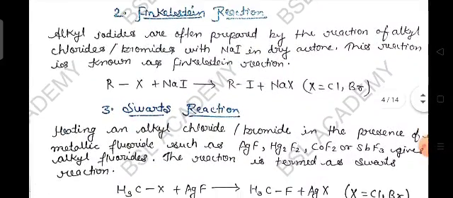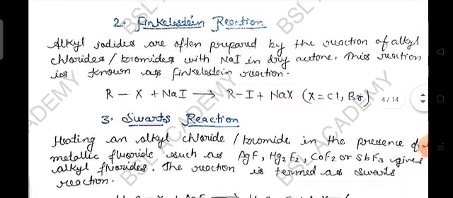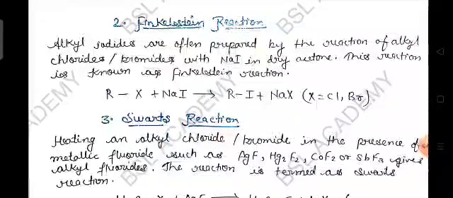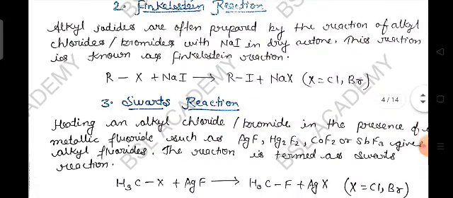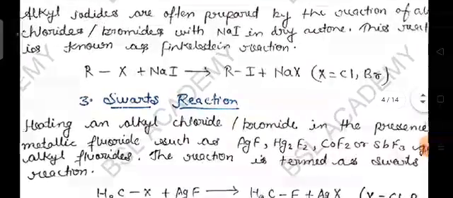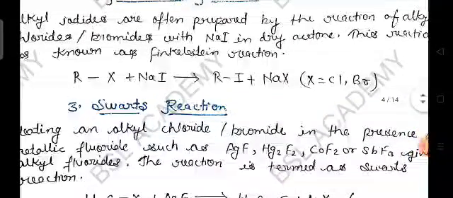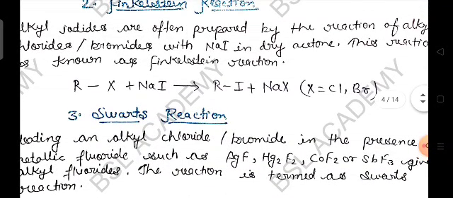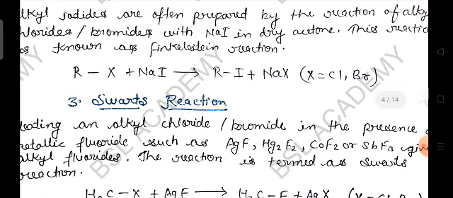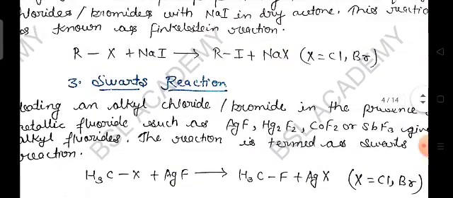Let's move on to the next reaction, which is your Finkelstein reaction. Alkyl iodides are often prepared by the reaction of alkyl chlorides or bromides with NaI in dry acetone. This reaction is known as the Finkelstein reaction. So this is very easy. Here you can see RX plus NaI yields RI plus NaX. X stands for halogen, in which only chlorine and bromine are included, and R stands for alkyl group.